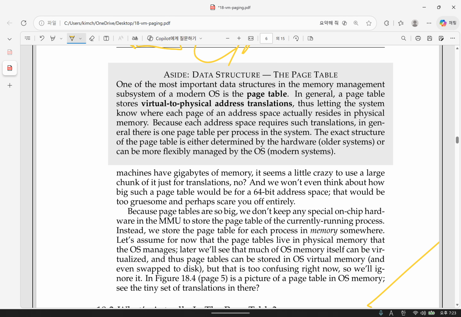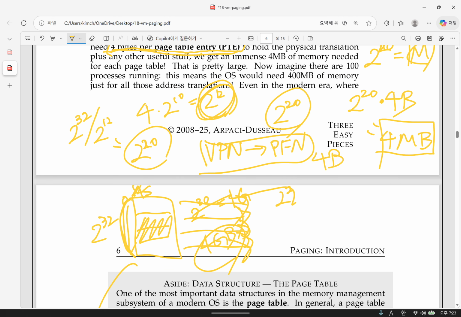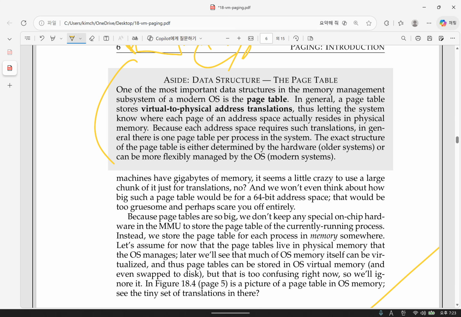Okay, so let's look at the aside. Oh, let me just finish this paragraph before doing the aside. So that's a large piece of memory just for translations.